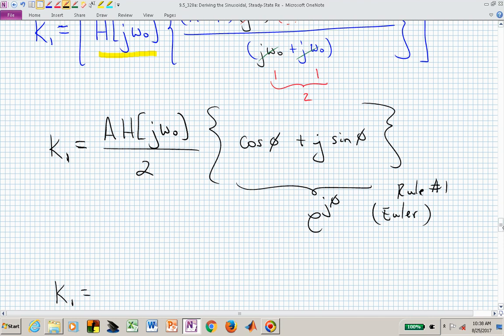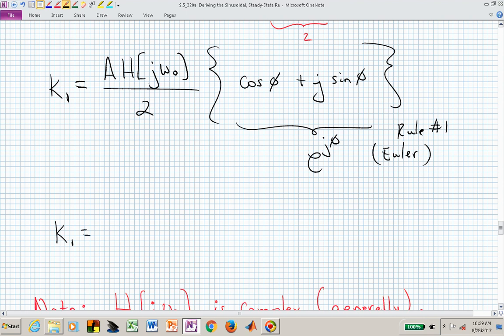And now we can rewrite K1 in a little bit more compact notation. We can say we have A over 2. A, remember, was the amplitude of our excitation signal, little x of t. H of j omega naught, that's our transfer function where we've replaced s everywhere with this complex number, j omega naught. So H generically is complex. And then we hit it with e to the j phi, this complex exponential where the exponent is j phi.